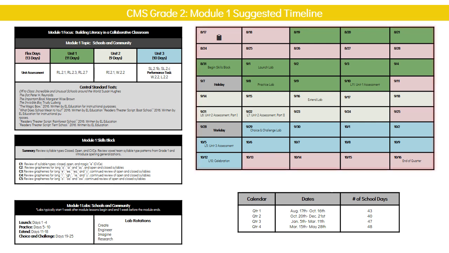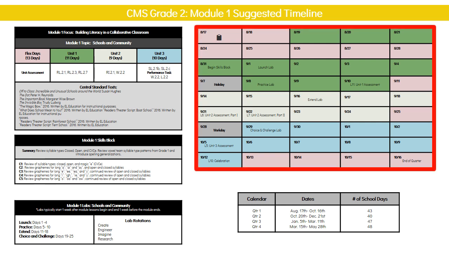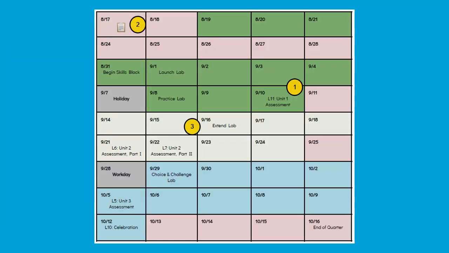The most important part of the YAG might be the calendar. As I mentioned before, the calendar is color-coded to match the unit overview, showing how much time is recommended to spend on each unit.